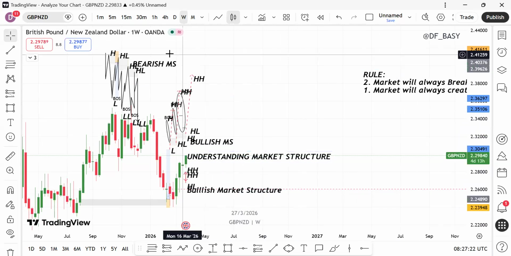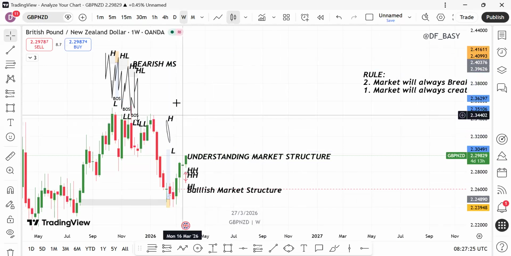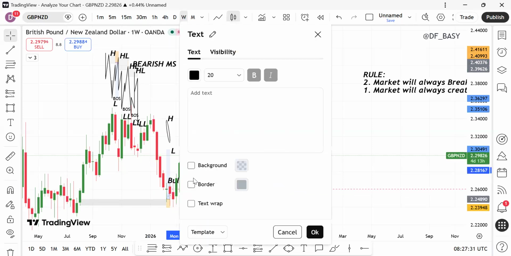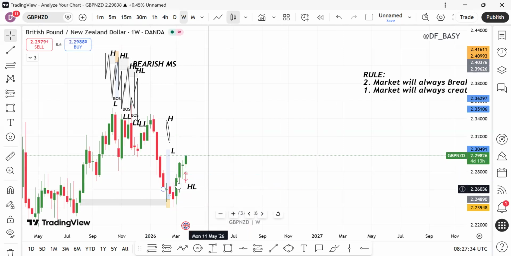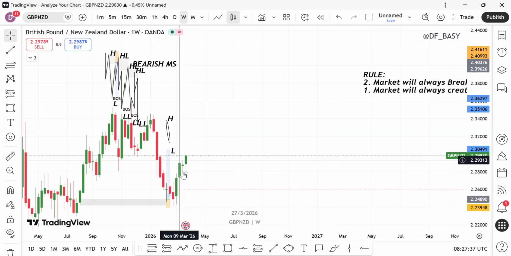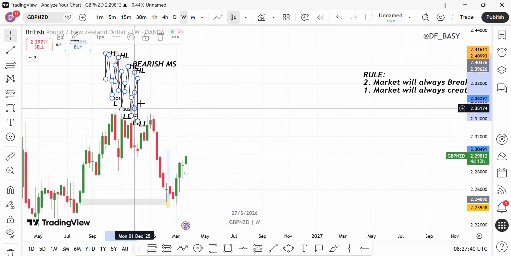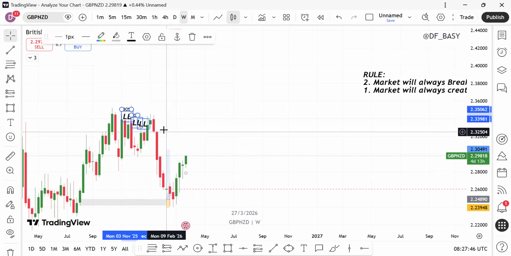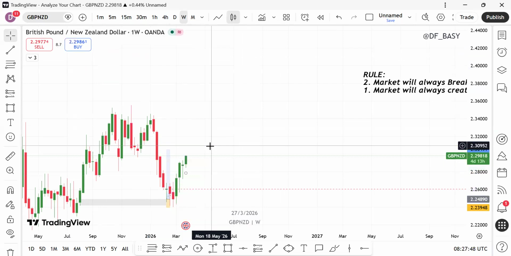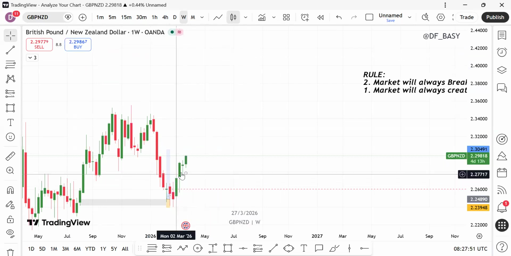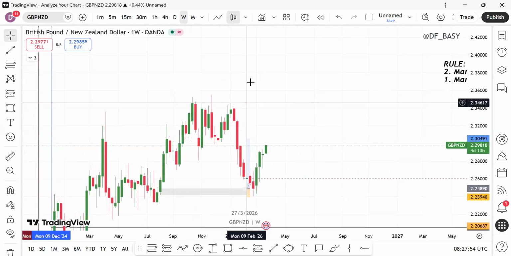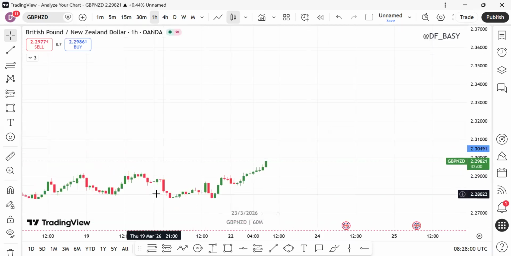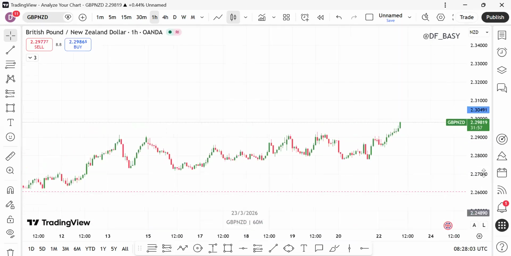Sorry, I'm trying to clear out all of this so that I can have room to do proper analysis. Okay, so we have room to do a proper analysis. Now this is the GBP NZD chart. I'm going to do this on the 1 hour.